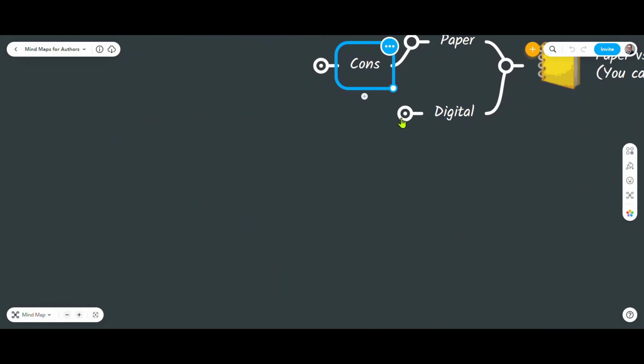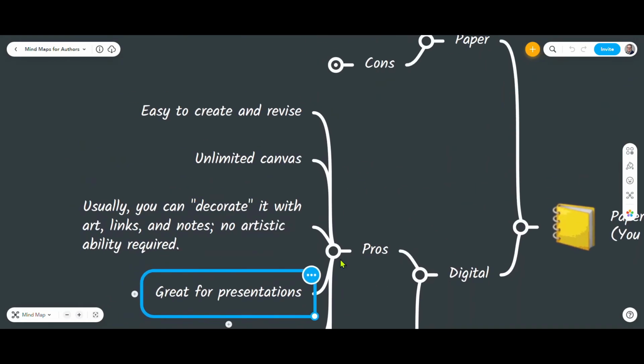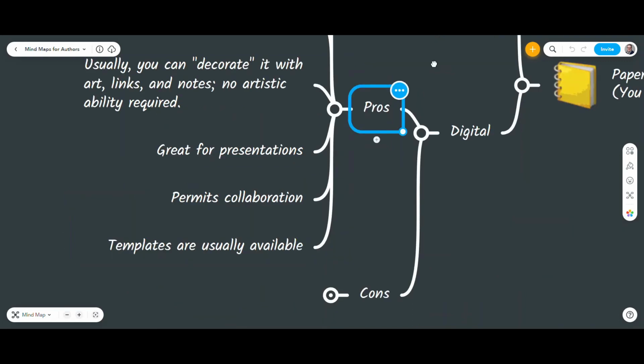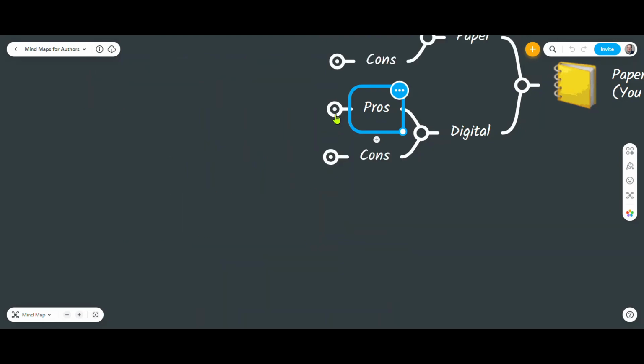For digital, the pros are it's easy to create and revise. You have an unlimited canvas. Usually you can decorate it with art, links, notes, no artistic ability required. Digital mind maps are great for presentations. They permit collaboration. In fact, they enable collaboration. That's a big plus. Templates are usually available in digital apps.